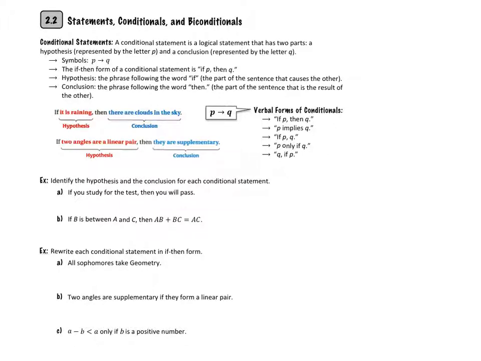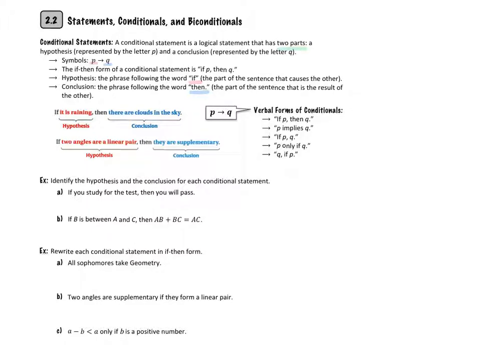Before we can do any proofs, we have to build up some tools of logic. One of those is a conditional statement. It is conditional because it has a condition that must be true in order for the other part to happen. There are two parts in this. There is the hypothesis, which is usually associated with the word if, in an if-then statement. And there is also the conclusion, which is usually associated with the word then.